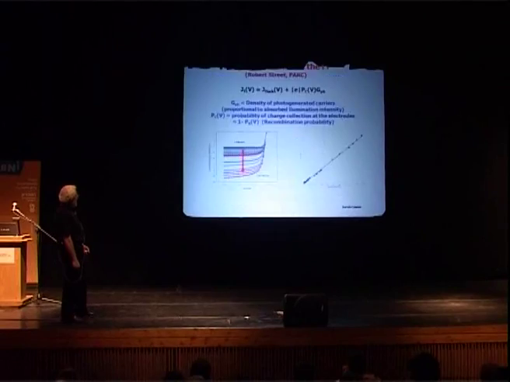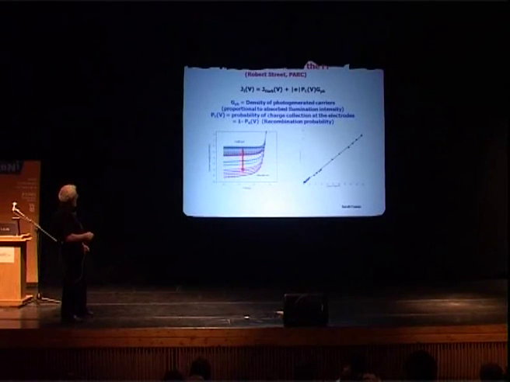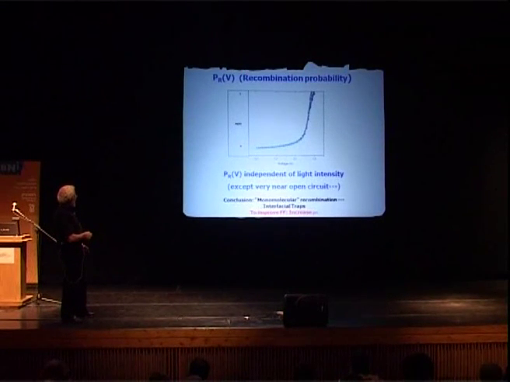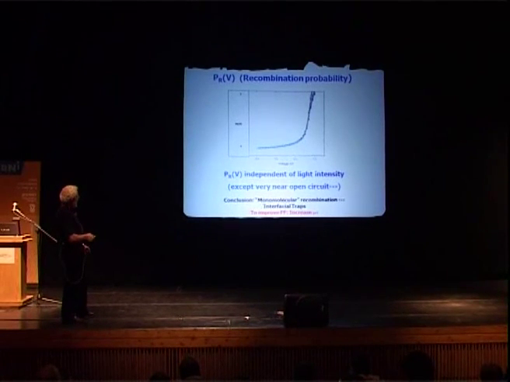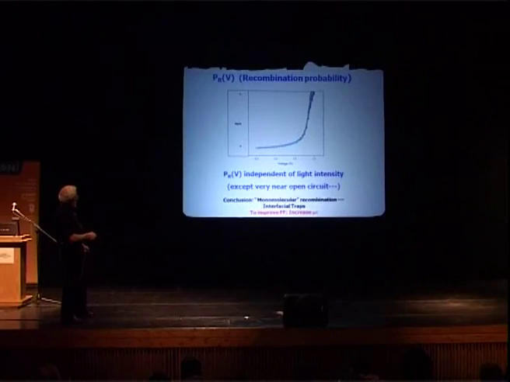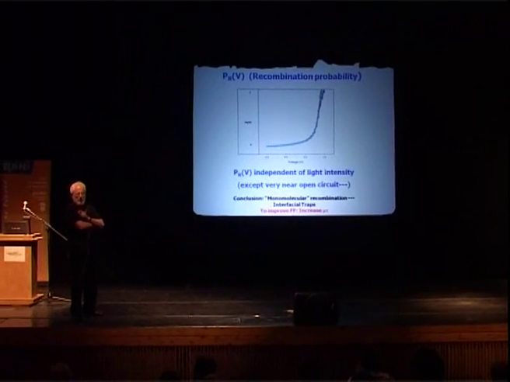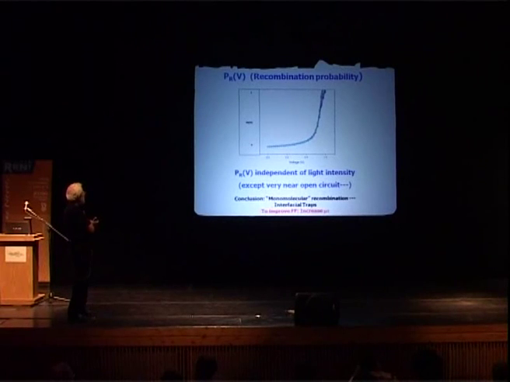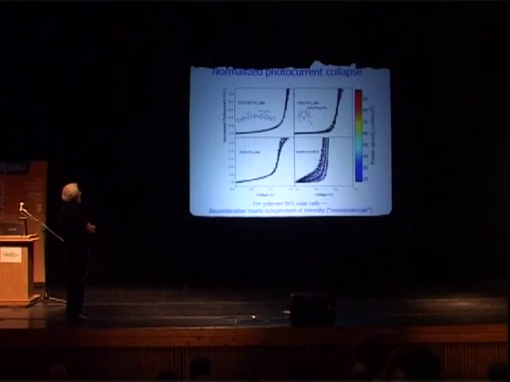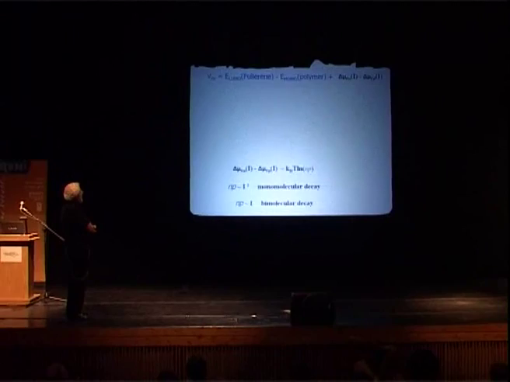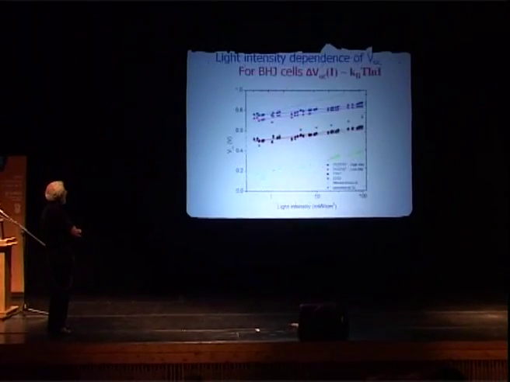By looking at the intensity dependence of the IV curves, one concludes that they all collapse if you divide out the intensity, meaning that this is a monomolecular decay. That, by the way, is consistent with those time dependence measurements I showed you earlier. Many things here. Let's go on.